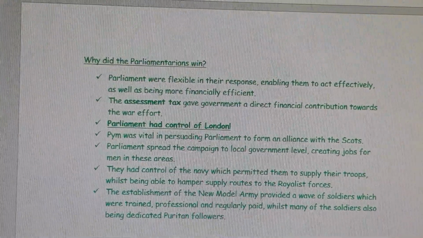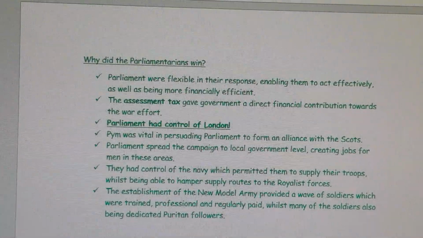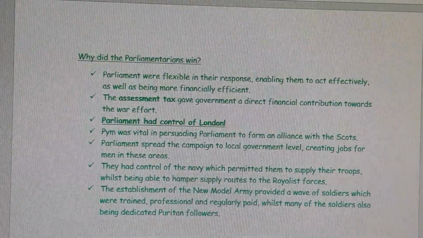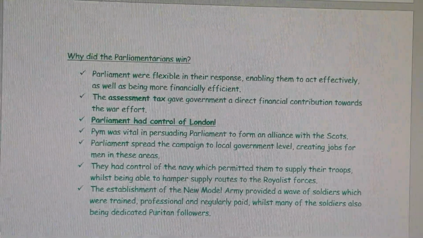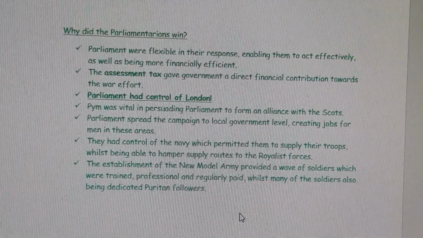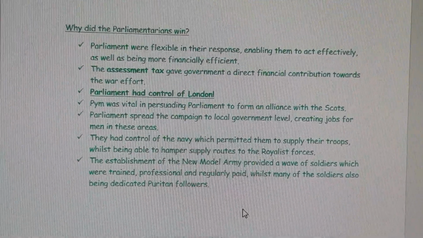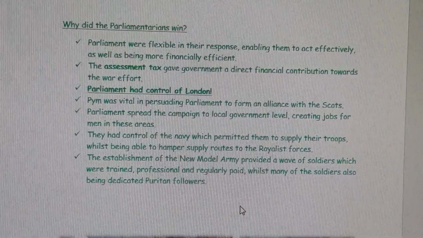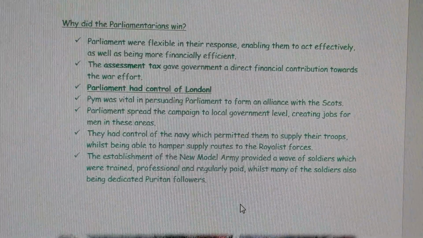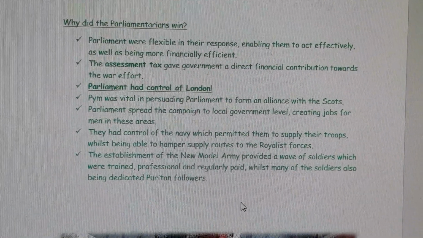So they had control of the navy, which permitted them to supply their troops whilst being able to hamper and prevent supply routes to the royalist forces. And the establishment of the New Model Army provided a wave of soldiers who were trained, professional, and regularly paid, whilst many of the soldiers were also dedicated Puritan followers.